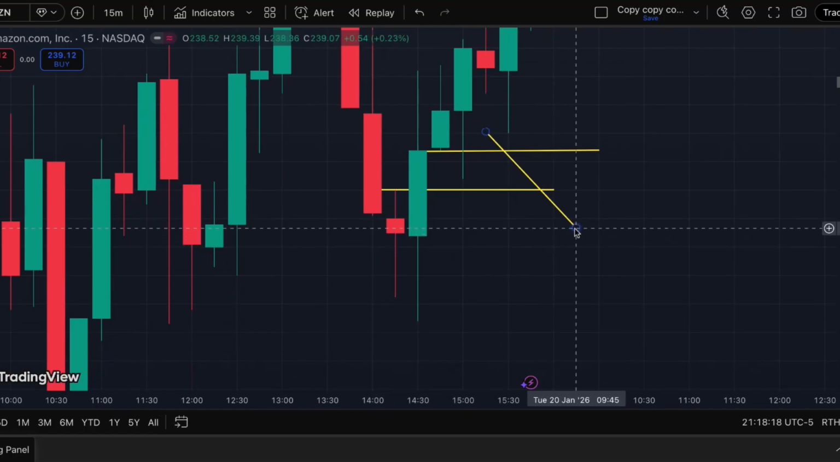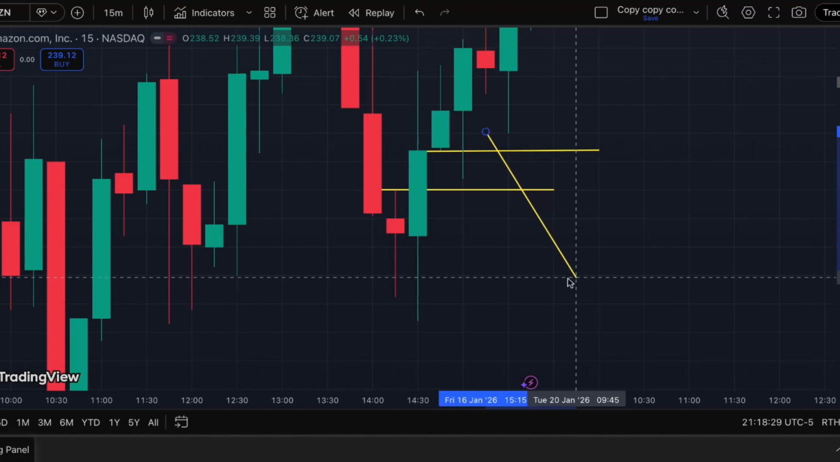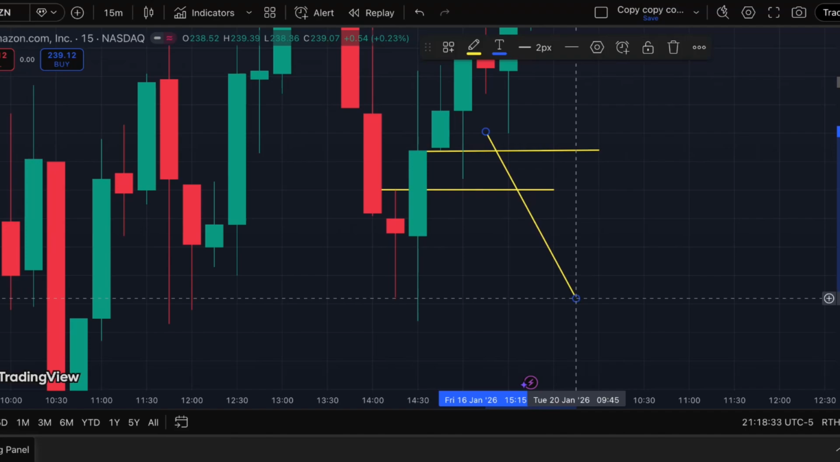So you have to have proper risk management. Just because there's a fair value gap doesn't mean it's always going to play out. Okay, so you have to have proper risk management. You have to have your stop losses in place. You have to ask, okay, how much am I willing to lose on this trade? Like I said, sometimes that happens.